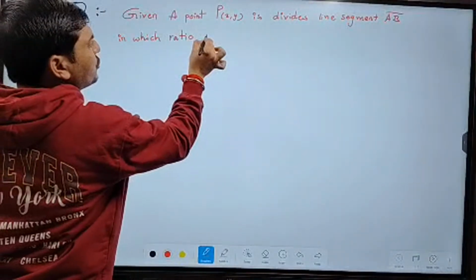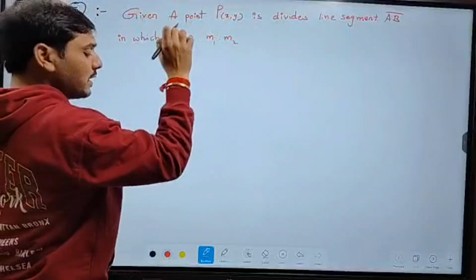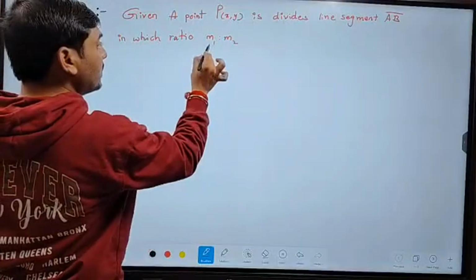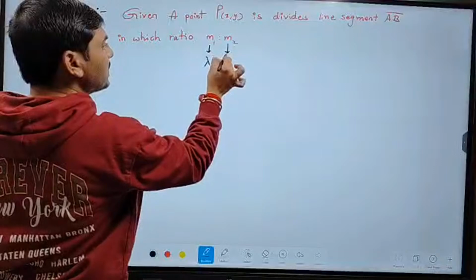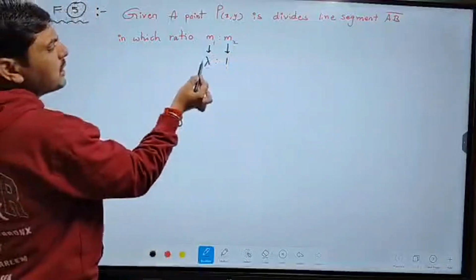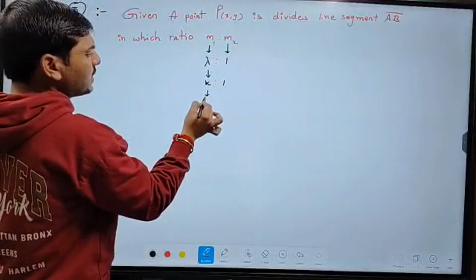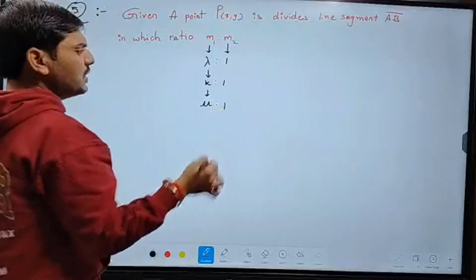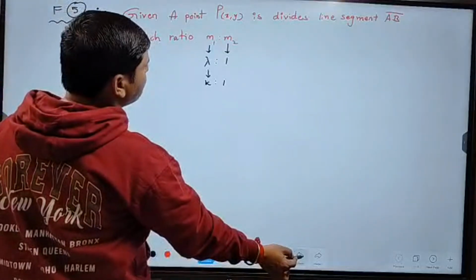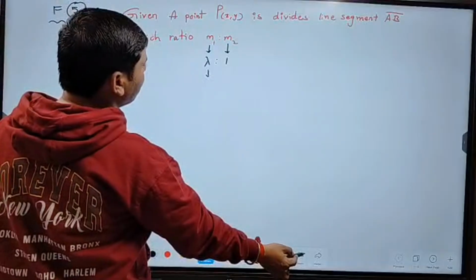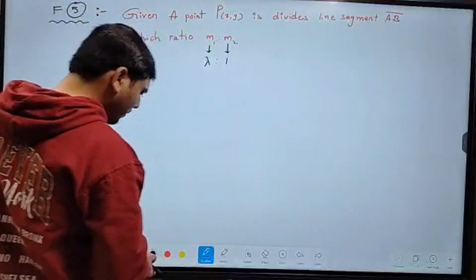You know very well that the ratio can be taken as m1 is to m2 in the previous concept. But in this concept, m1 can be written as lambda and m2 can be written as 1. You can replace this with K is to 1, or you can take the ratio mu is to 1. You can take any one. Okay. I'm taking just lambda and 1. Now, this is very important. Now I'm going to the formula.